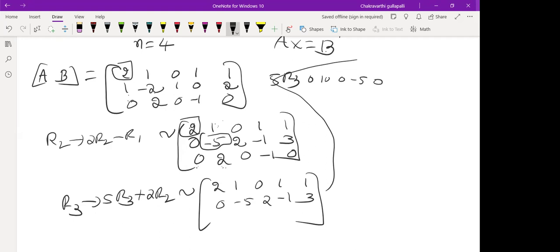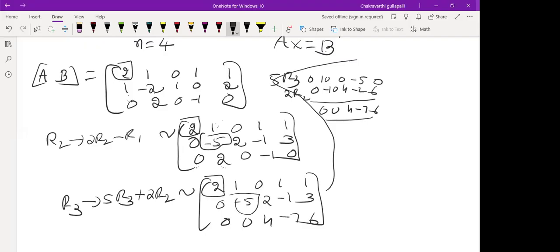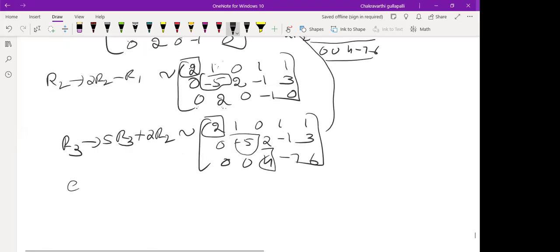5R3 plus 2R2. 0, minus 10, 4, minus 2, 6. So 0, 0, 4, minus 7, 6. This is leader, below that 0, leader, below that 0. This is in echelon form. This is pivot. Echelon form.